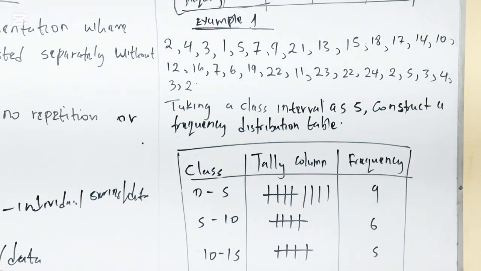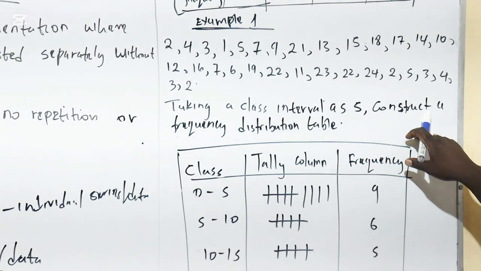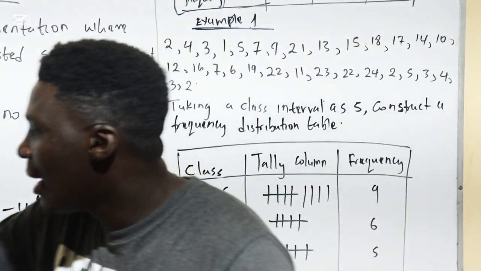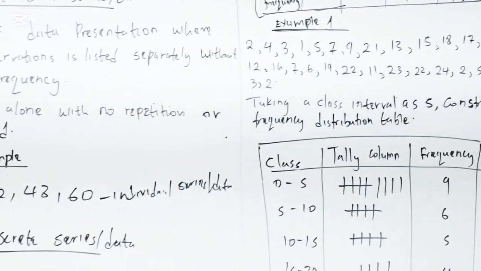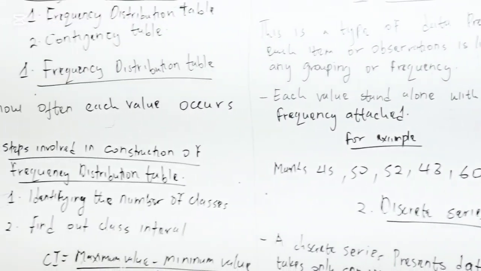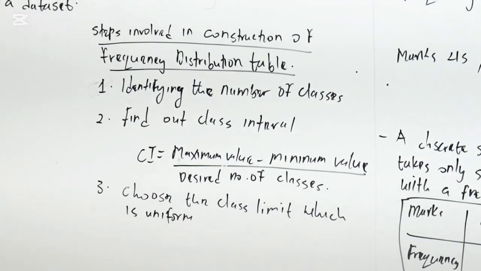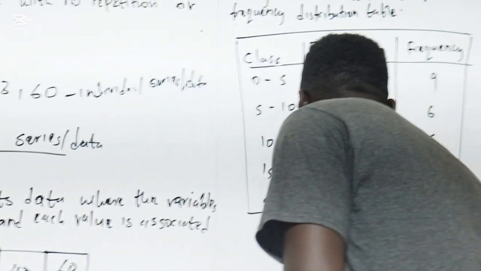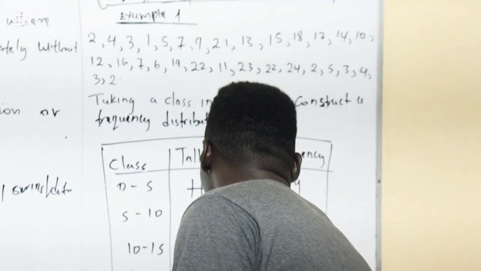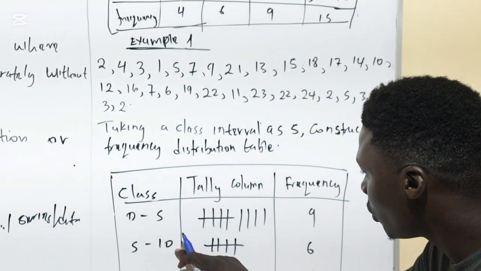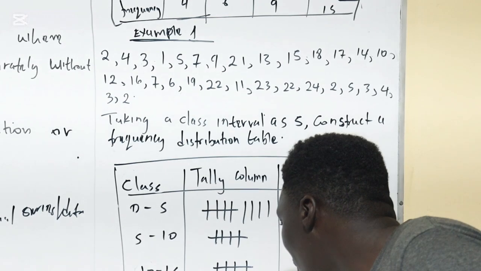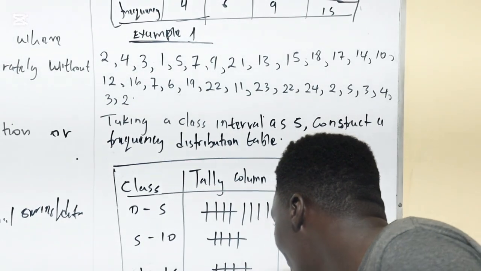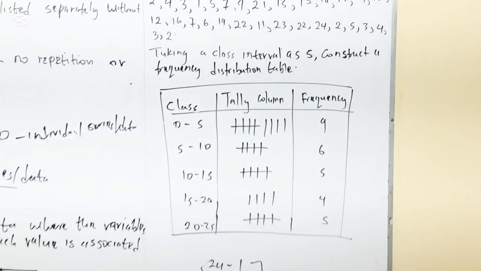So in this area, if you are not given a class interval in the question, we will apply this formula: maximum minus minimum divided by the desired number of classes. So what's our maximum value? 24. What's our minimum value? 1. So that should be 24 minus 1 divided by the desired number of classes, which is 5. So here the desired number of classes was 5. Then you get your class interval.